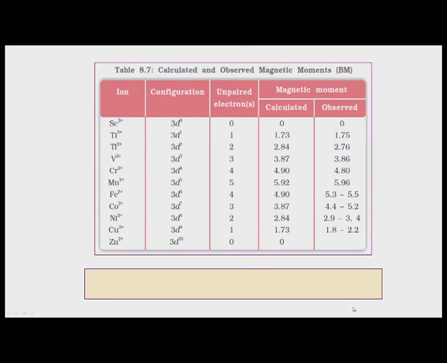So, this table is again taken from your book, the CBSE book, as you are very much habituated to it. We know that we can range from a d0 system to a d10 system in the ionic form.